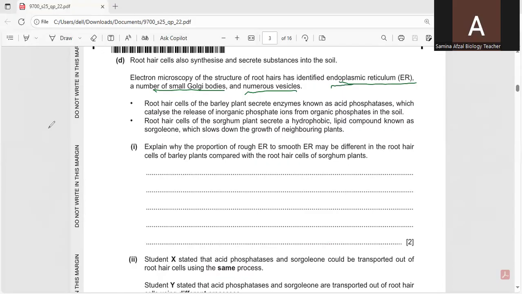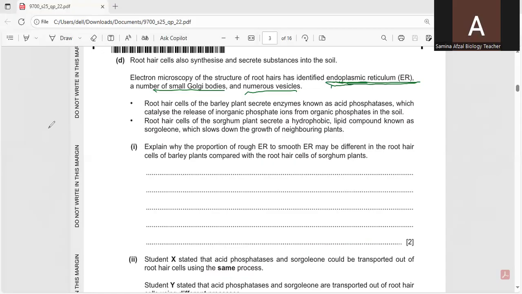So you know the role of the rough endoplasmic reticulum and the smooth endoplasmic reticulum. The rough endoplasmic reticulum has ribosomes attached to it and is involved in protein synthesis. The smooth endoplasmic reticulum doesn't have ribosomes attached, so it is involved in lipid synthesis. Small Golgi bodies are helpful in the modification of synthesized protein, and after modification the proteins are stored in the numerous vesicles. So these are the different structures of the root hair cells.